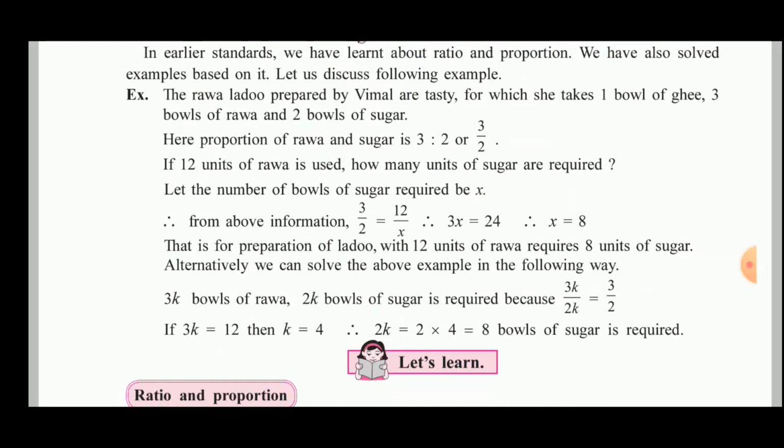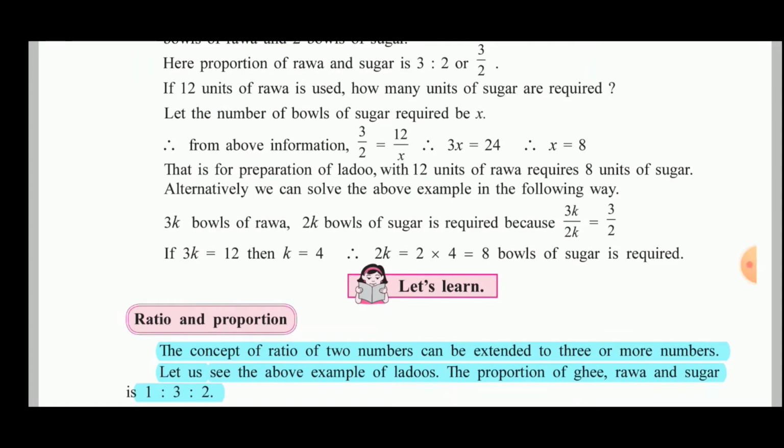So, let the number of bowls of sugar required be x. From the above information we get 3/2 is equal to 12/x. Therefore, 3x is equal to 24. So, x is equal to 8. That is, preparation of laddus with 12 units of rava requires 8 units of sugar.